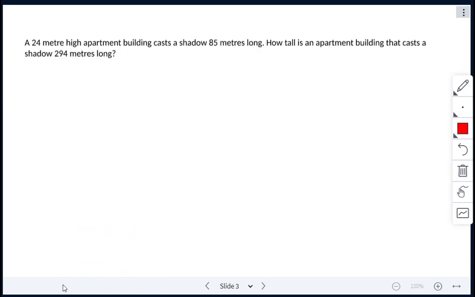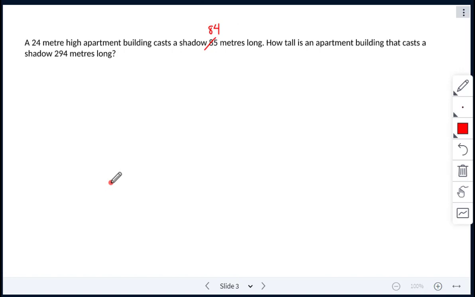Next example, a 24-meter high apartment building casts a shadow 85 meters long. How tall is an apartment building that casts a shadow 294 meters long? Sorry, I got this wrong here. I'll change that. But the question is actually 84 meters. Okay, this is question number 2 in the module. All right, so we'll just change that to 84 meters.